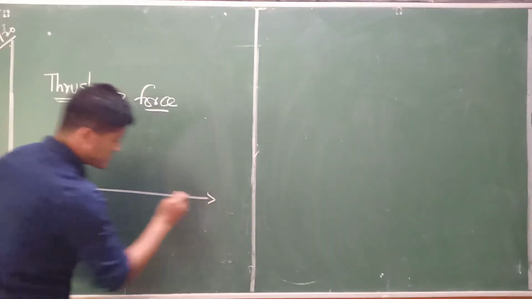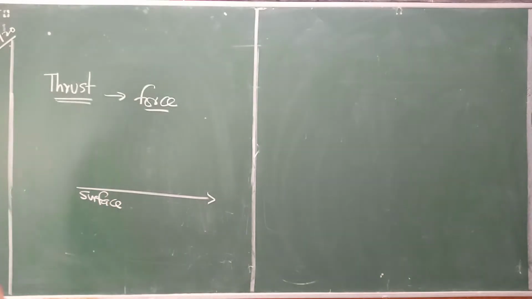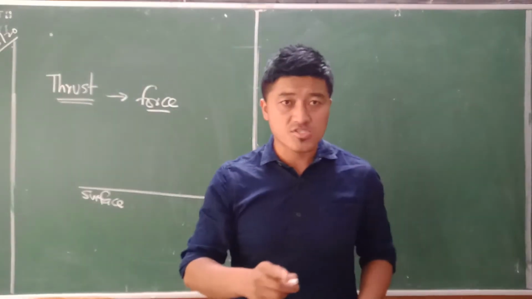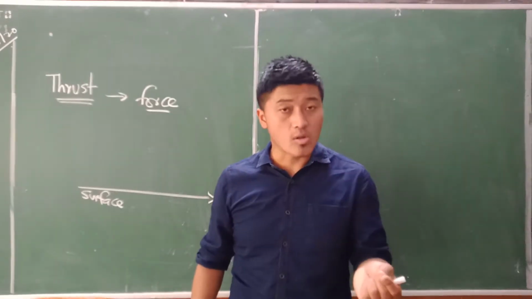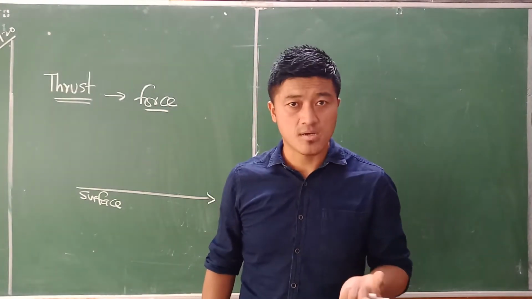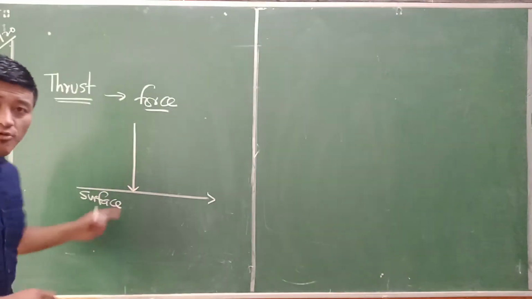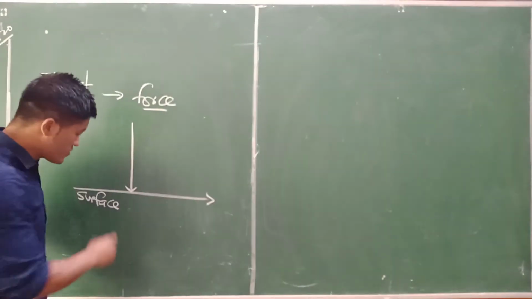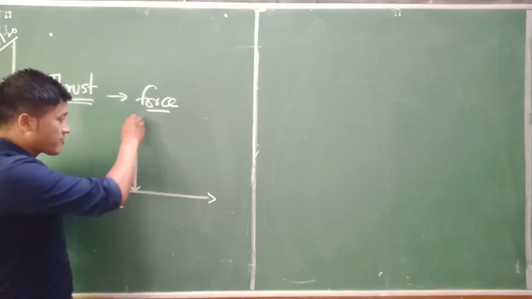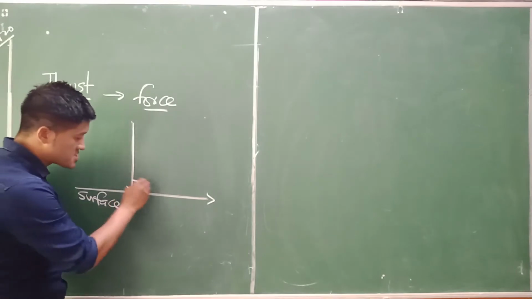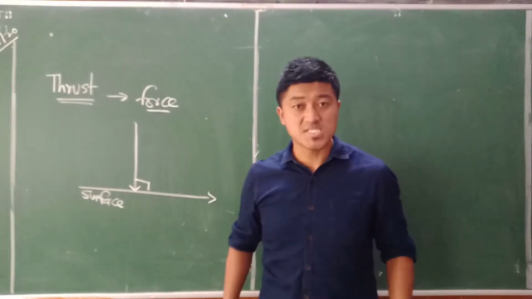Let's say this is the surface. If there is any force which acts in a perpendicular manner to a surface, we call this kind of force thrust. Is that clear? For example, if the force is acting downward, and this is the ground, and the force is acting in a downward direction, you can see there is a perpendicular angle formed here. This kind of force is what we call thrust.